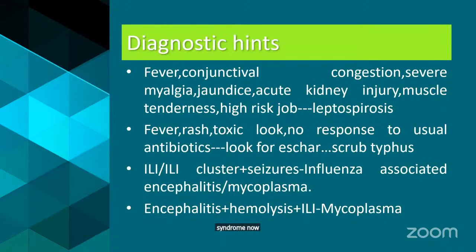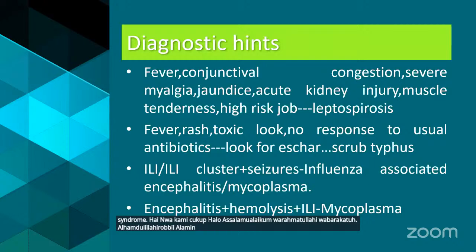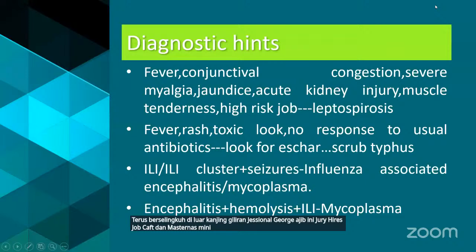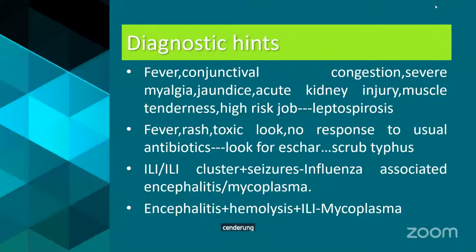Now coming to the certain diagnostic hints that will help us in pinpointing the diagnosis of meningitis or meningoencephalitis, etc. In endemic areas, those who are presenting with fever, conjunctival congestion, myalgia, jaundice, acute kidney injury, high-risk job, calf and muscle tenderness, we need to have leptospirosis as one of the differential diagnosis. Fever with rash, toxic look, no response to usual antibiotic. We need to look for eschar, which might be present in around 25% cases of scrub typhus. And scrub typhus is, as we have discussed, a common cause of encephalitis.